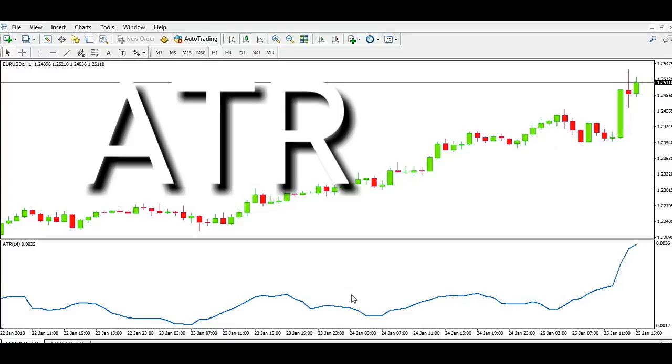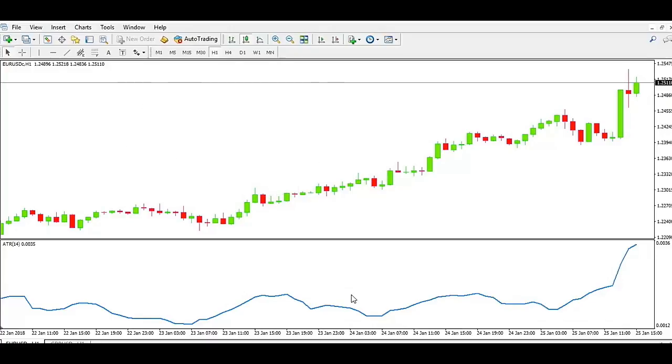This indicator is not for buying or selling. This indicator helps you know when you can open a buy order and when you can open a sell order. At least, it will tell you when you can open an order in the market, because you cannot trade 24 hours in the market.